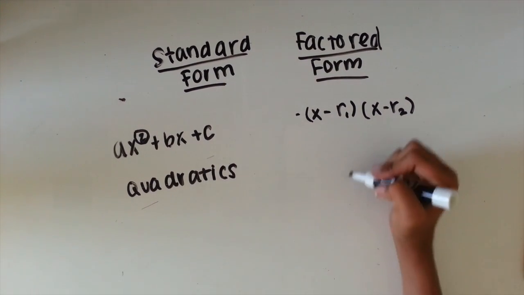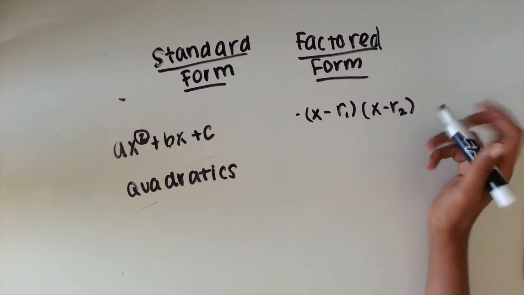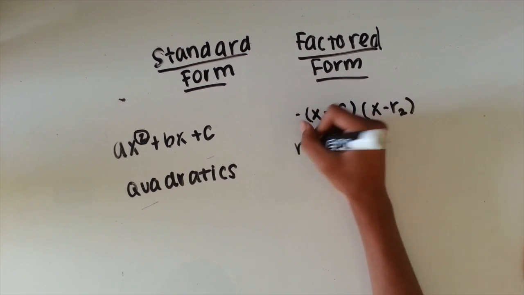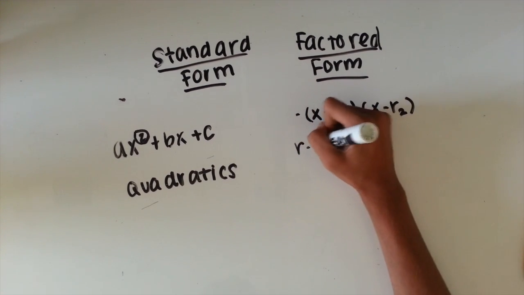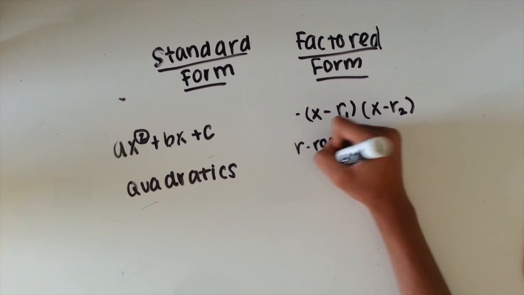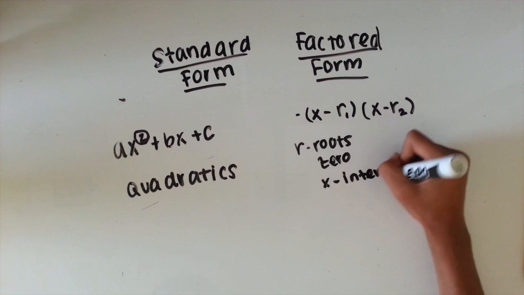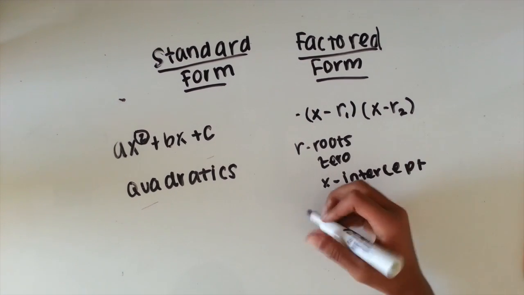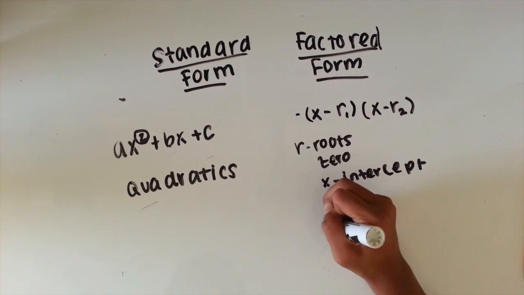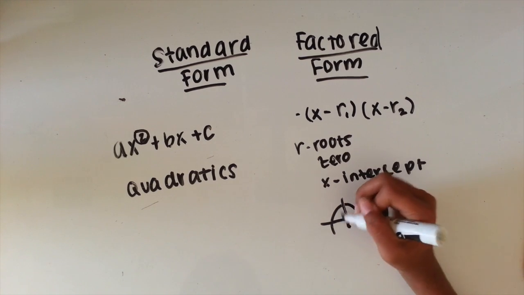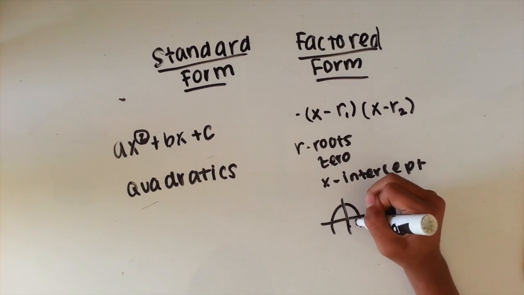And for the factored form, you might be wondering what r symbolizes. And r symbolizes the roots, the zeros, the x-intercepts, the places where the parabola intersects with the x-axis.